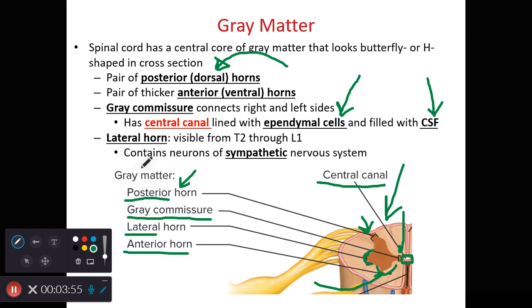As we look at the lateral horn over here, that lateral horn is only going to be present from the second thoracic vertebra to the first lumbar vertebra, those regions of the spinal cord. So in the cervical regions, and for most of the cervical regions and the very beginning of the thoracic regions, there is no lateral horn. As we look at that lateral horn, it contains neurons of the sympathetic nervous system. And as we think of the sympathetic nervous system, I want you to think of the nervous system responsible for fight or flight responses, our high anxiety, high stress responses. It's a subdivision of the autonomic nervous system.